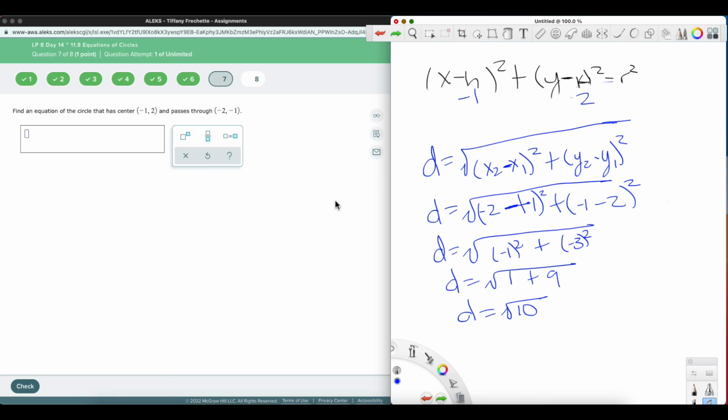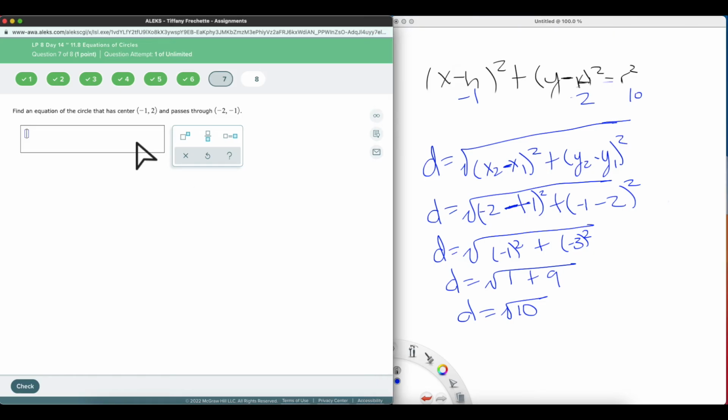What it wants me to do is square this. So this is the square root of 10 squared. Well, the square root of 10 squared is just going to be 10, because when we multiply them by each other, it gets rid of that square root sign. So I'm going to go ahead and type these in. So I have x minus negative 1, which is plus 1, squared, plus y minus 2, there's no double negative there, so keep the negative, equals 10.